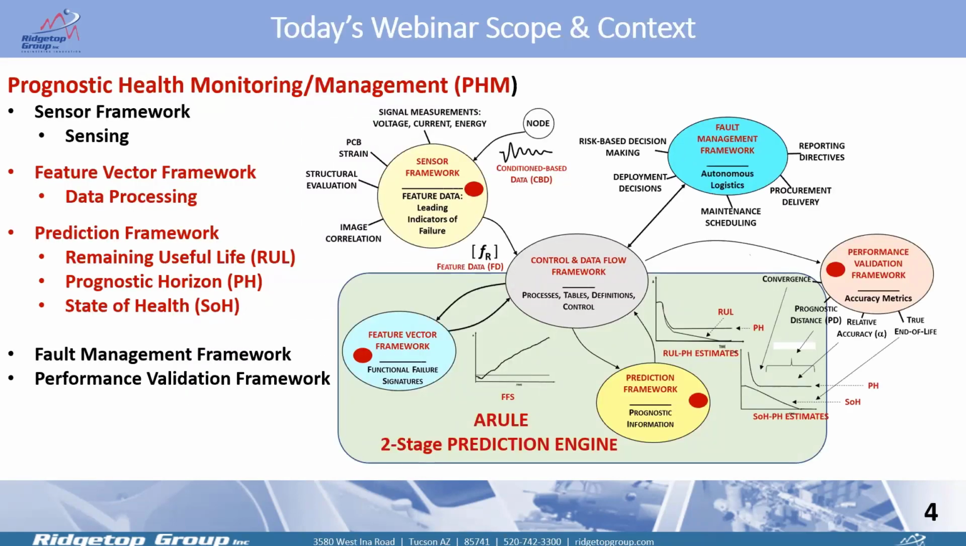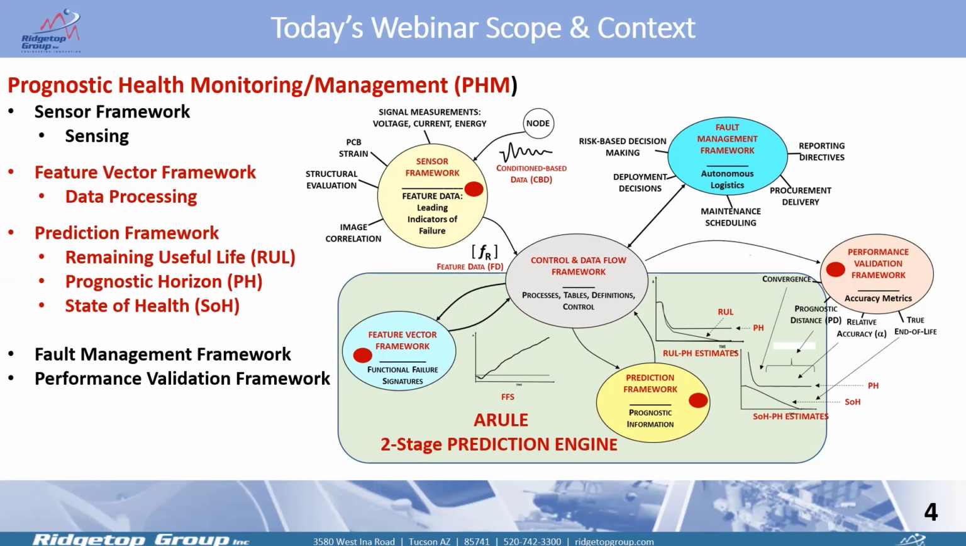Today, we're going to cover the scope and context of ARULE, and we're going to try to put it into the context of a framework. What you see here is a framework that is in compliance with that adopted by the IEEE PHM Society and the IEEE standards. You have a sensor framework, a feature vector framework, a prediction framework, a performance validation framework, and fault management.